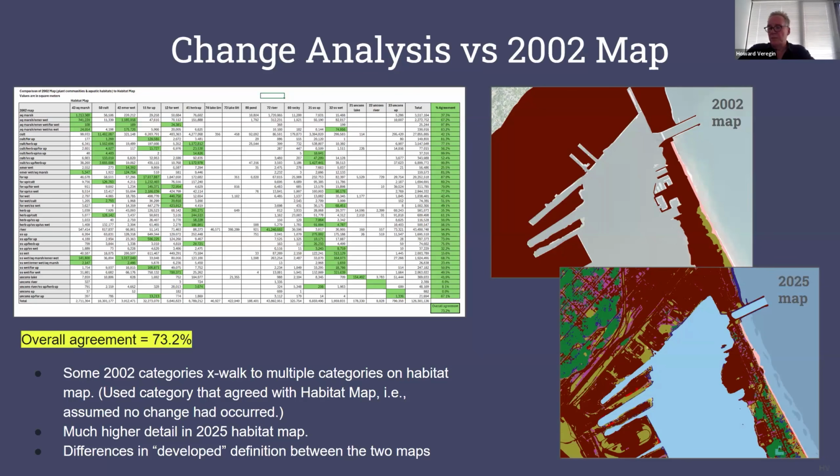So it's hard to compare sometimes using different methodologies. Okay, I think I might be at the end of my little section.